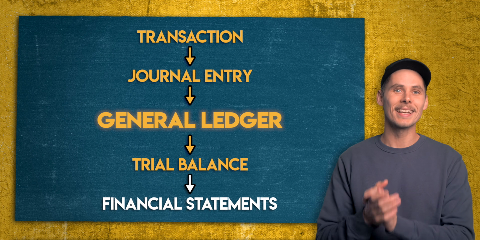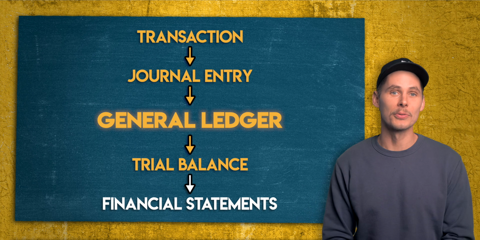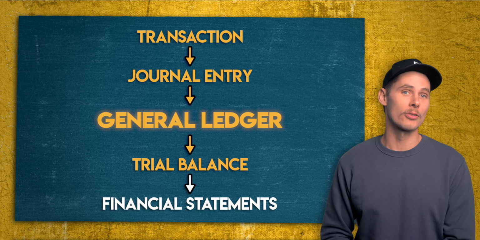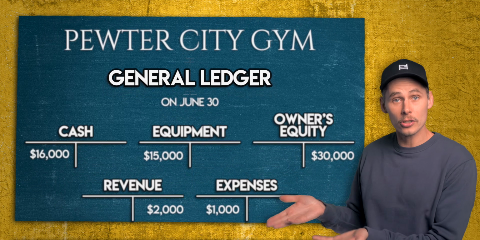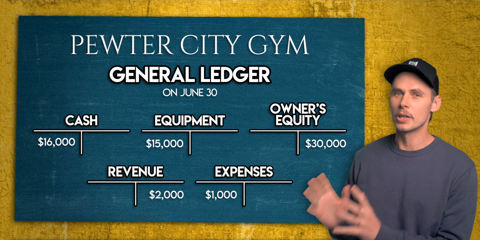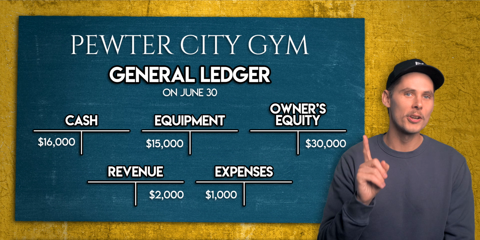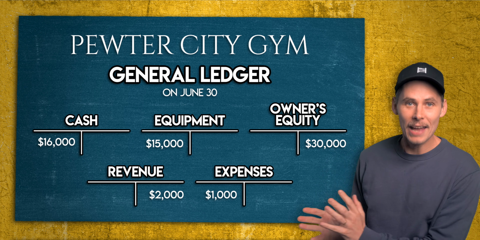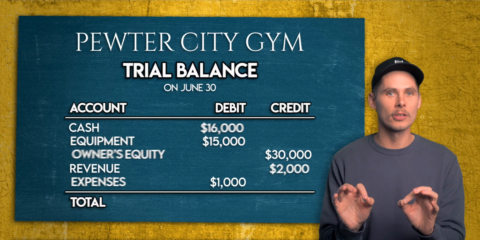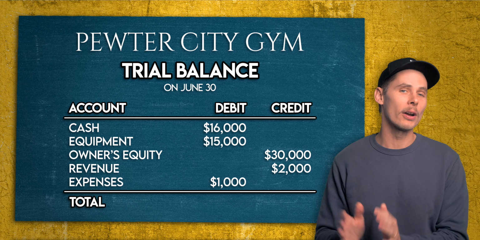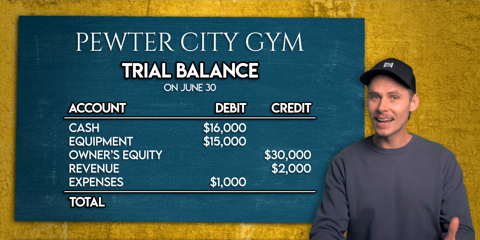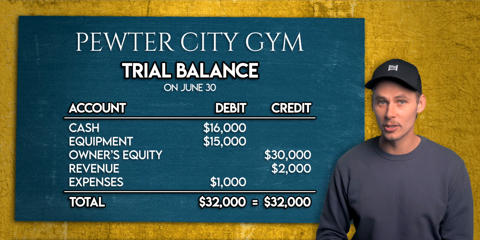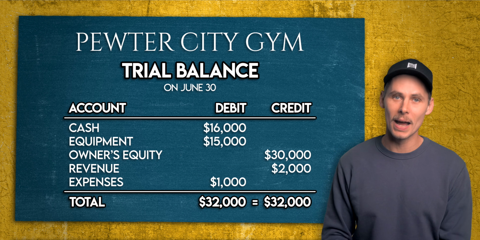A trial balance is an accounting report that lists every account and its balance at a point in time. After posting all 3 transactions, here's what our general ledger looks like at the end of June. We can use it to make a trial balance in one simple step. Watch carefully. We take the balance from every account and transfer it across. Debit balances go on the left and credit balances go on the right. And if our books are in order, total debits should equal total credits. So the trial balance is in balance.